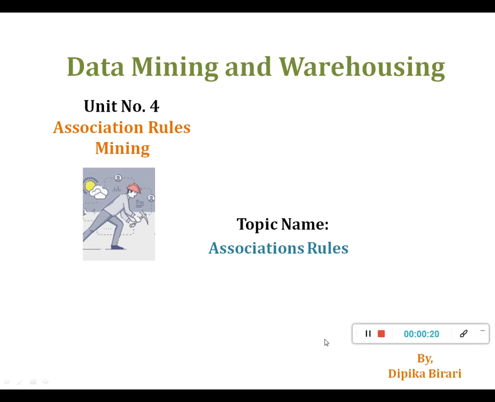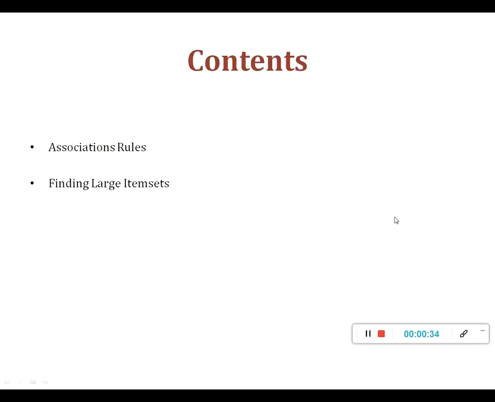In association rules we are going to see different algorithms, and for these algorithms we use concepts like frequent item sets, closed item sets and maximal item sets. So let's see what topics we are going to cover. These are association rules, an introduction to association rules, and finding large item sets from the given transactions.